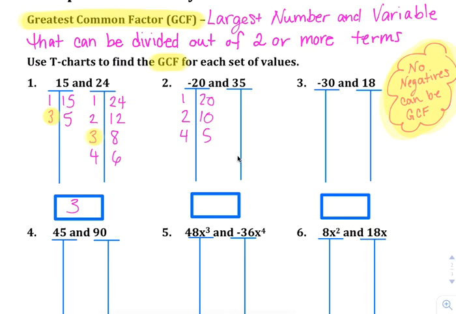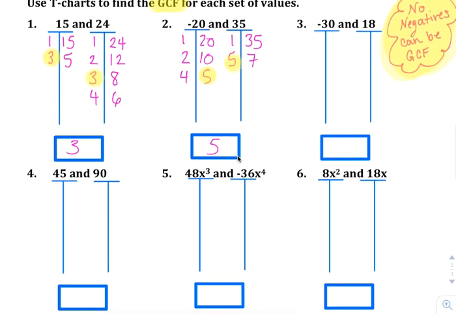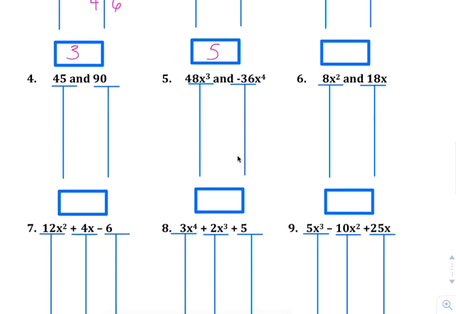Let's try the 35. 1 and 35. 2 doesn't work, 3 doesn't work, 4 doesn't work, and 5 is the next number that works. 5 and 7. So the biggest number they have in common, only on the positives, is going to be our 5, okay? All right, I think you probably got the hang of that by now. Let's move into some variables, okay? So I'm going to scroll up.